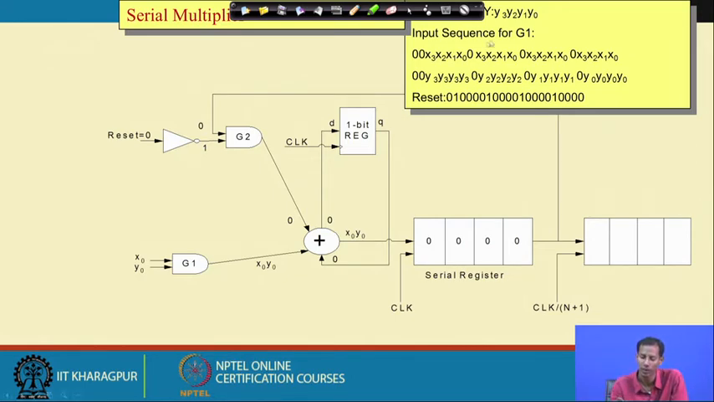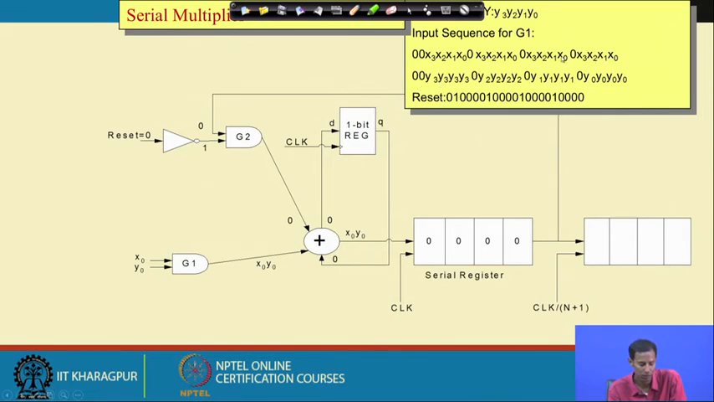Here you see the input sequence of this G1 will be something like this. What I said is that this is x and y. The sequence will be first x0 y0, then x1 y0, then x2 y0, then x3 y0, something like this. For y, the sequence will be like this: y0, then 0, then y1, then 0, then y2, then 0, then y3, then 0.